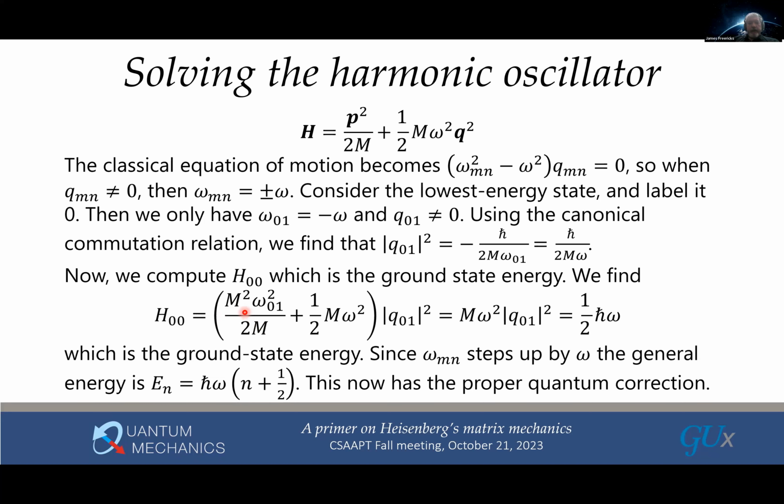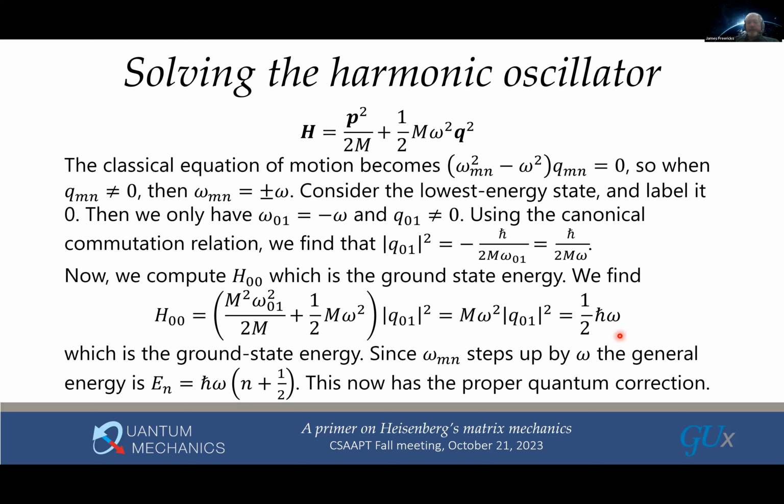It is equal to M squared omega 0,1 squared over 2M plus 1/2 M omega squared modulus Q01 squared. That is what H00 is. Okay? And we can simplify that. That's just M omega squared Q01 squared. Plugging in what Q01 squared is, we get 1/2 H bar omega, the correct ground state energy.